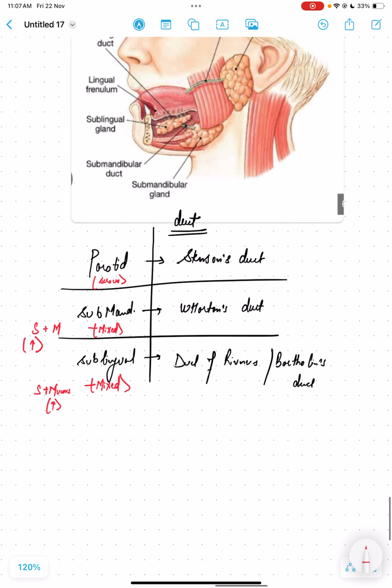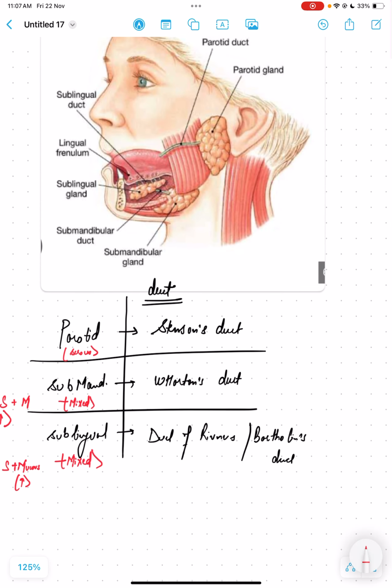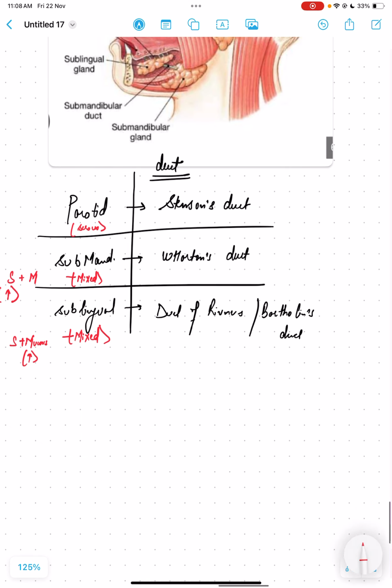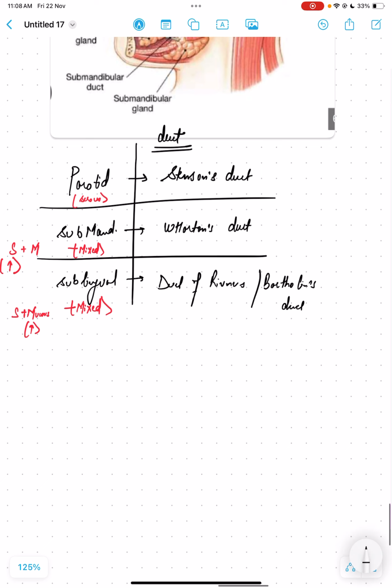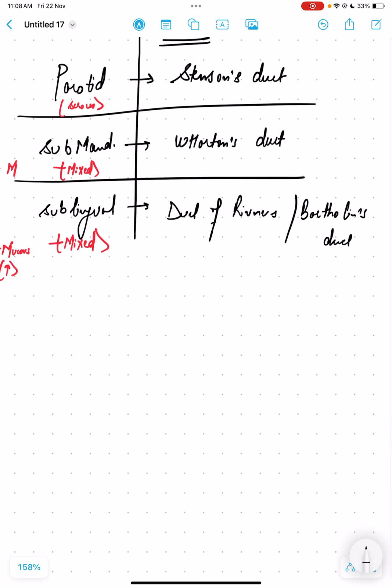Now we will study about the parotid gland. What is the location of the parotid gland? Basically it is found in the upper molar region. Now we will study what the parotid gland is. The parotid gland is the largest of the salivary glands. It has a weight of 15 to 25 gram.